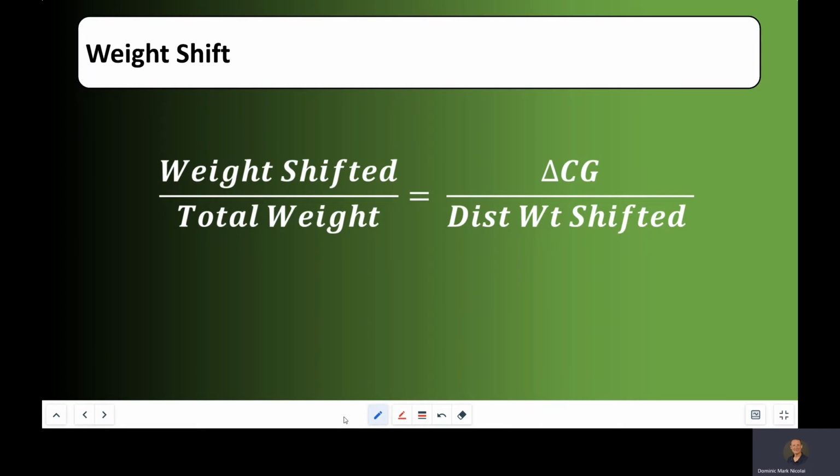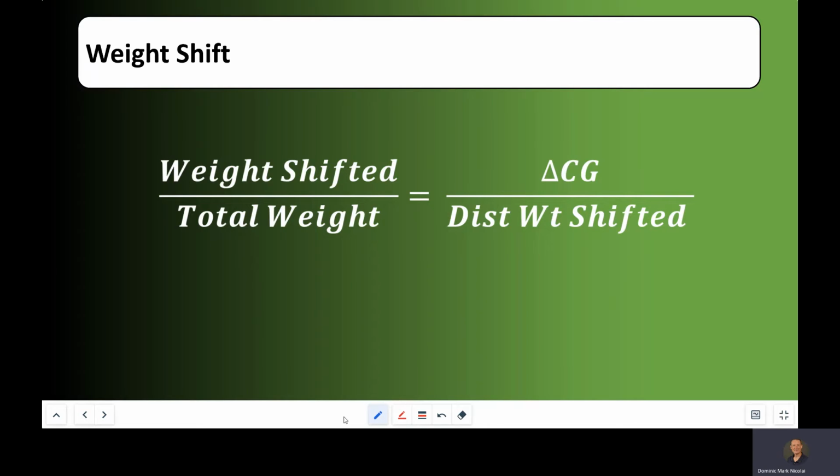Now, FAA will probably give you a test question for a weight shift or weight change problem. On your commercial check ride, don't be alarmed if the examiner gives you a weight change, like a passenger comes along or a passenger moves a seat. Don't be surprised.